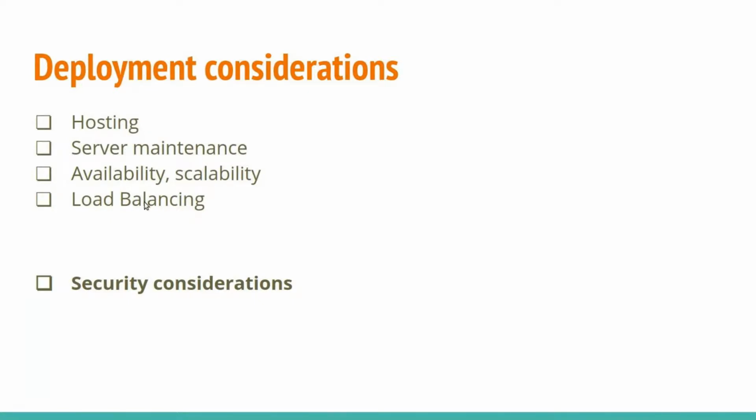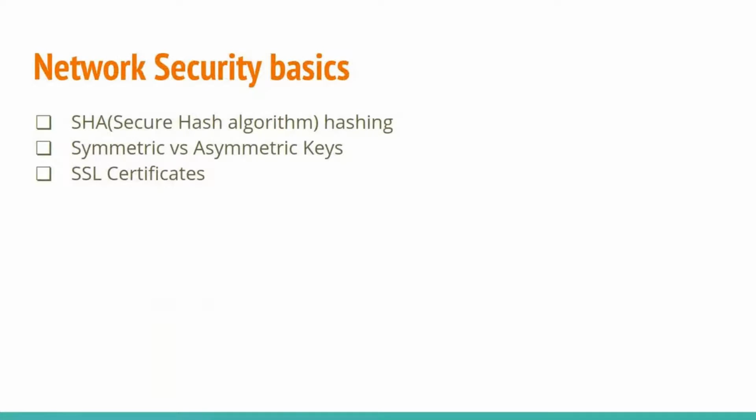And there are security considerations. What if somebody hacks it? That is the most important part, and we'll discuss that also. In network security, basically there are three terms. One is SHA, hashing. One is keys, symmetric and asymmetric. Symmetric does not have public and private keys, it has a single key. Asymmetric has public and private, a pair of keys. And SSL certificates are like authentication seals or certificates, given by a certificate authority like Norton, Google, big companies, saying that this website is authentic.